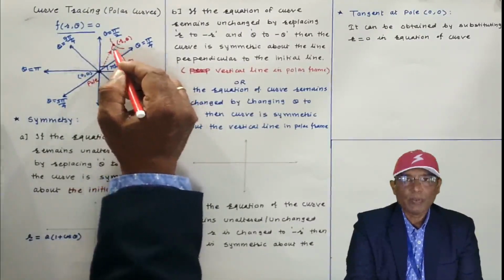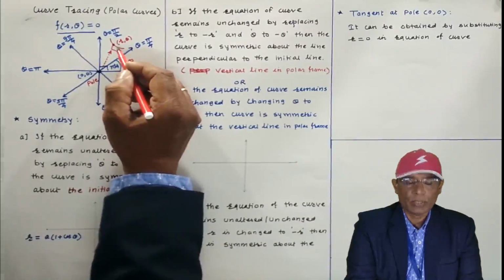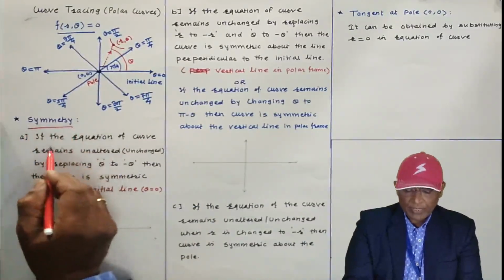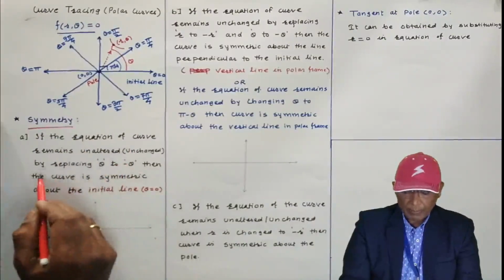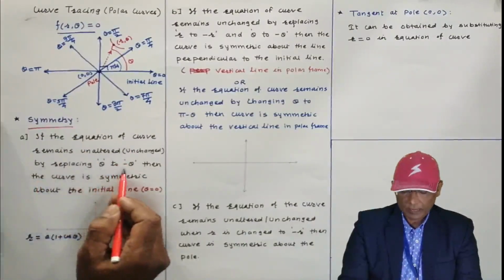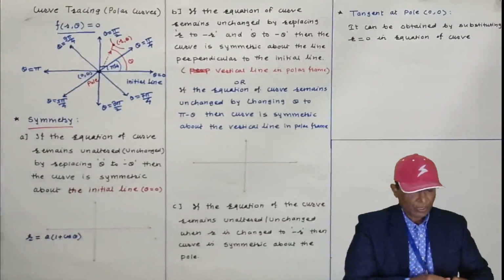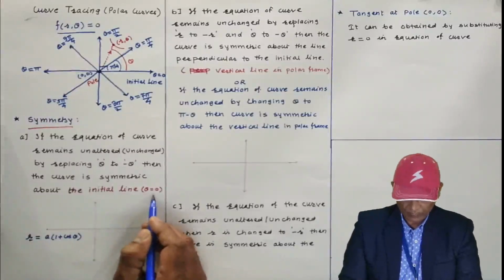Now, when we trace the curve, there are some characteristics of the curve we are going to discuss. The first is symmetry. If the equation of the curve remains unchanged on replacing theta by minus theta, then the curve is symmetric about the initial line. The curve is symmetric about the initial line, meaning the theta equal to 0 line.